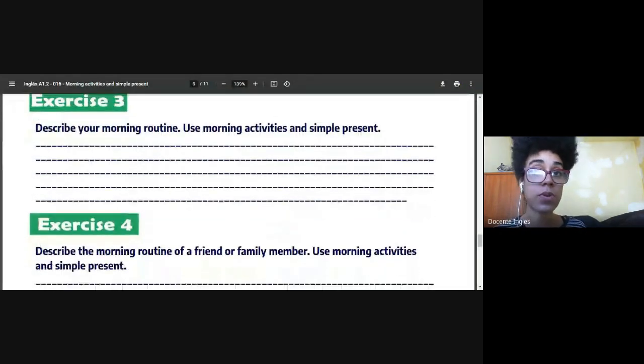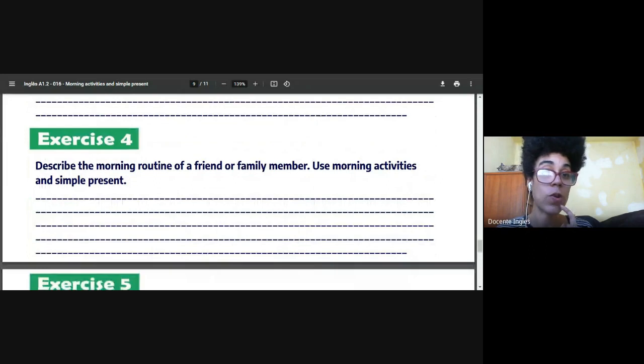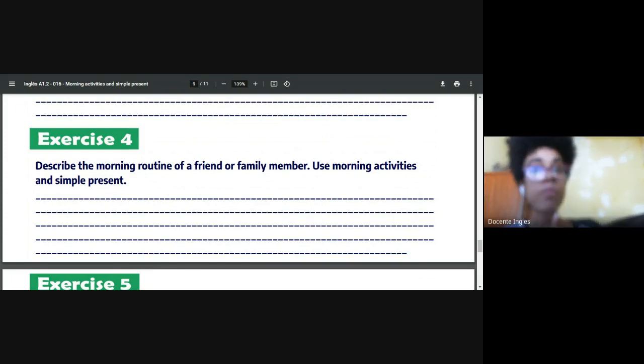So exercise 3 was all about you. But exercise 4 is going to be a little different. So describe the morning routine of a friend or family member. Use morning activities and simple present. So do you have like a very close friend that you know his or her routine? Or maybe your husband, your mother, your father, sister, brother, I don't know. Choose one person, all right, and describe their routine just like you did with your routine.